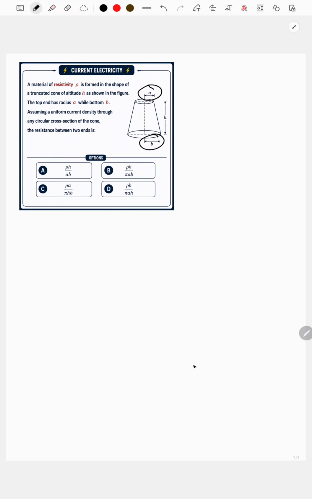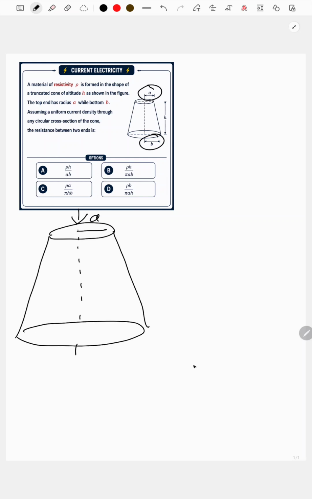ठीक है, तो in this let us consider the frustum. Again redraw its diagram. इसका डायग्राम रीड्रो करते हैं. मान लो this is the radius A and current is entering from this side. ये करंट एंटर कर रहा है इसके अंदर. तो in this radius is B.